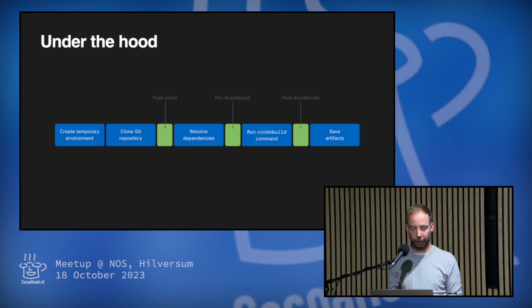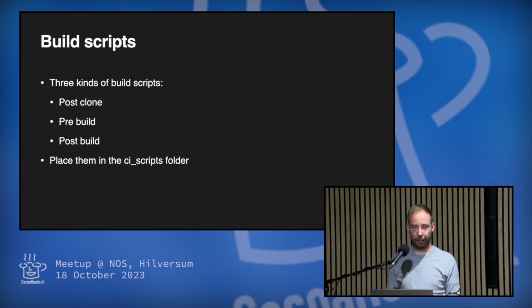We'll see some examples of that later as well. And then it runs, of course, the xcodebuild command. So it runs xcodebuild build, test or archive. Then you have a post-build step, and then it saves artifacts and goes to the post-action phase. So, like I said, there are 3 kinds of build scripts. You have the post-clone, which is to install a tool or something.